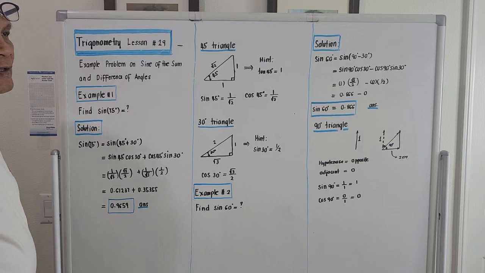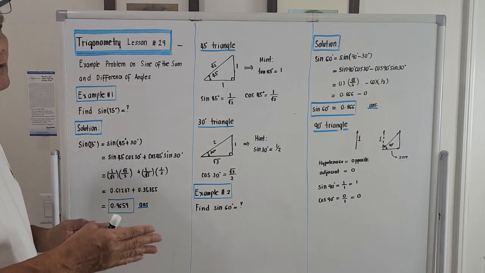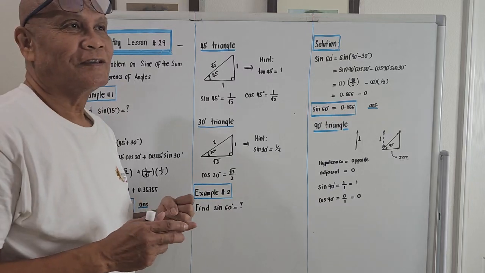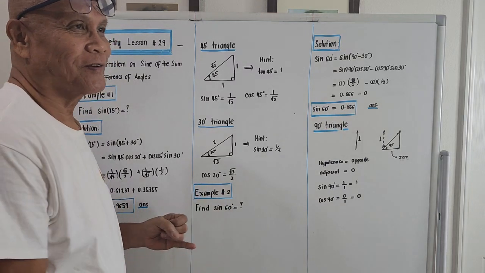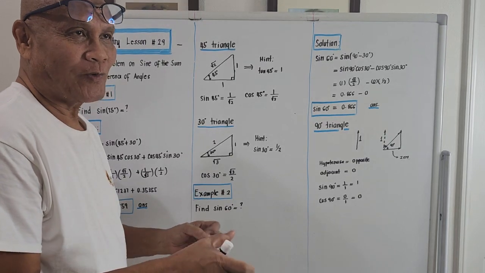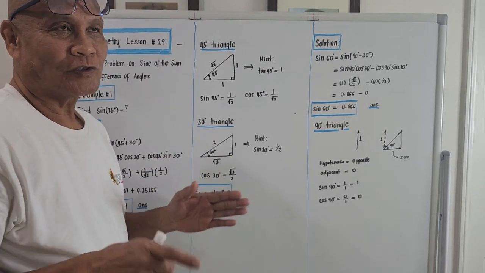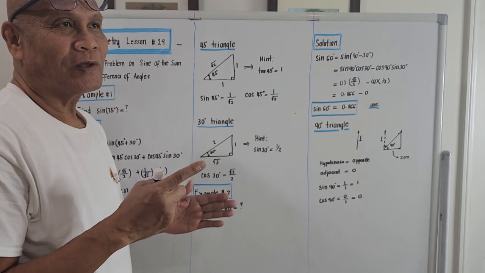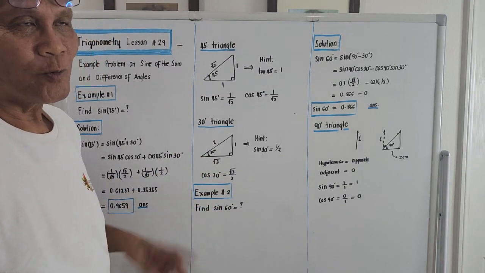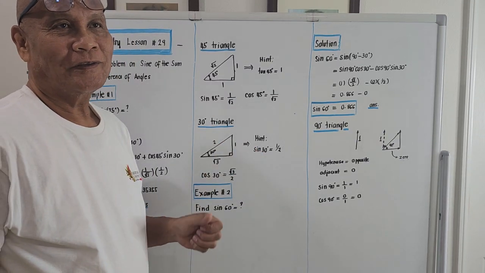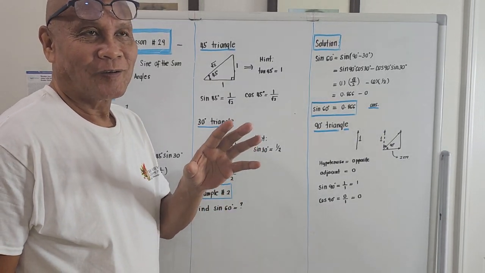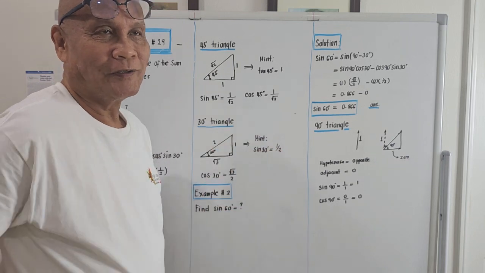The last time around, I derived the two formulas on the so-called expansion of the sine of the sum and difference of two angles. That is, sine of the quantity angle A plus angle B is actually sine of angle A, cosine of angle B, plus cosine of angle A, sine of angle B, if the operation is plus. And the sine of the quantity A minus B is actually the sine of angle A, cosine of angle B, minus cosine of angle A, sine of angle B.